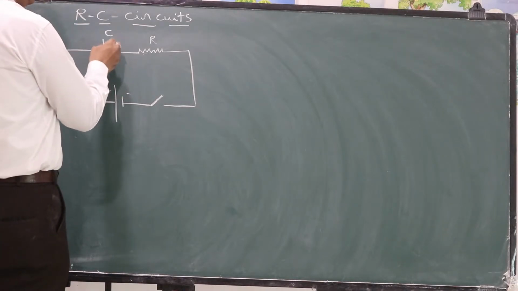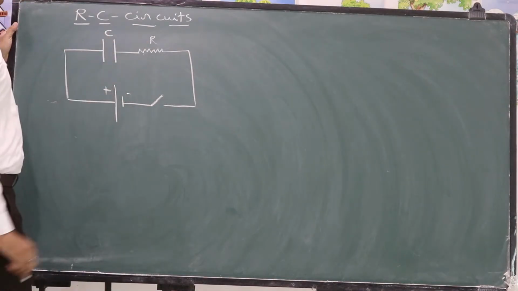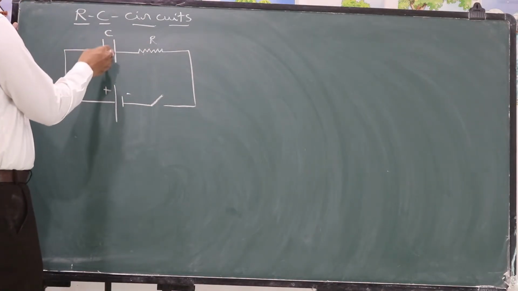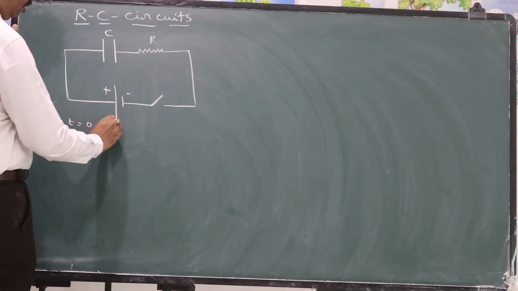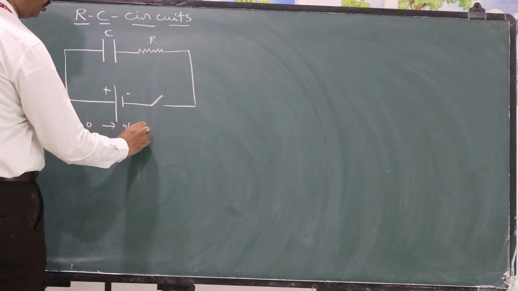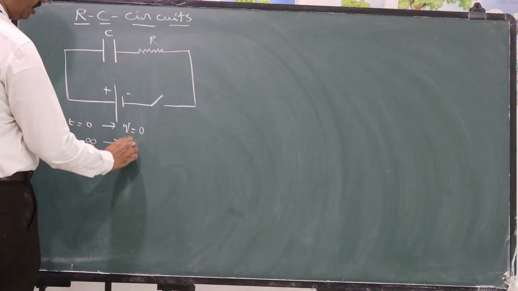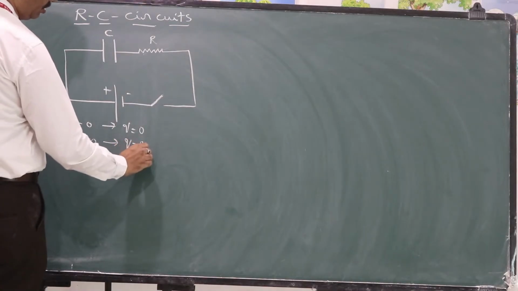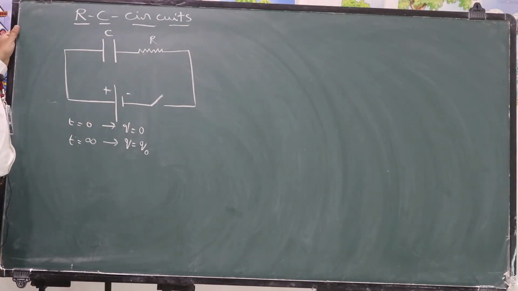Generally, a capacitor is ready to store the charge. But due to the presence of the resistor, it will take some time to store the charge. At time t equal to 0, the charge in the capacitor Q is equal to 0. At time t equal to infinity, after a long time, the charge on the capacitor becomes Q naught. So it takes some time to grow the charge inside the capacitor.